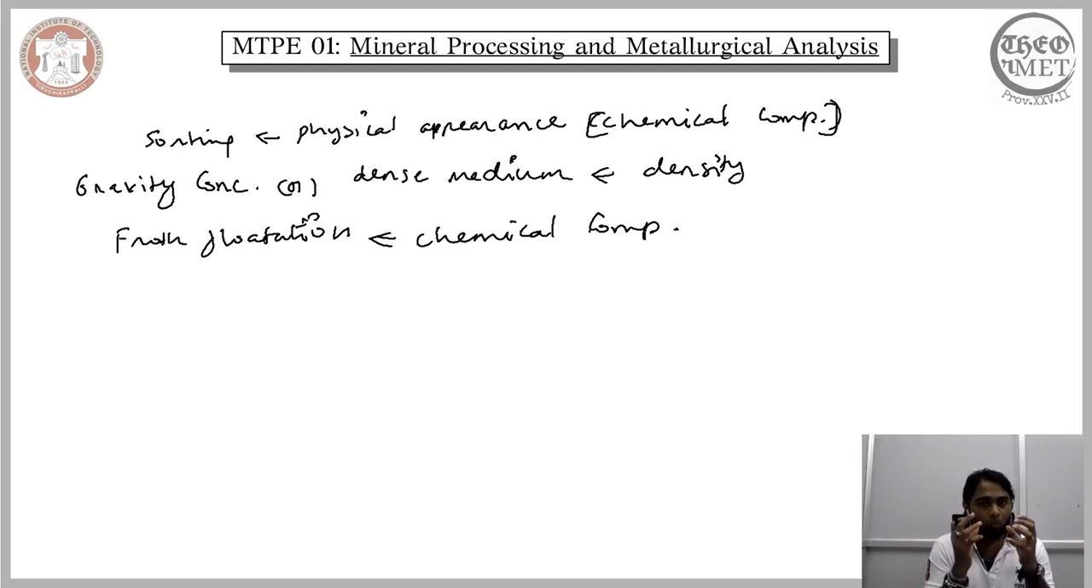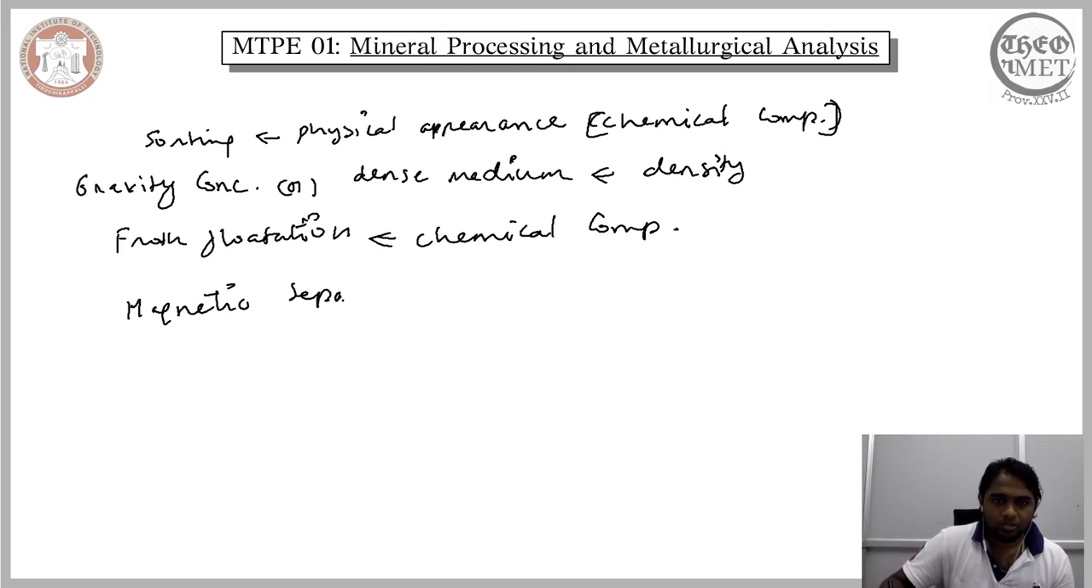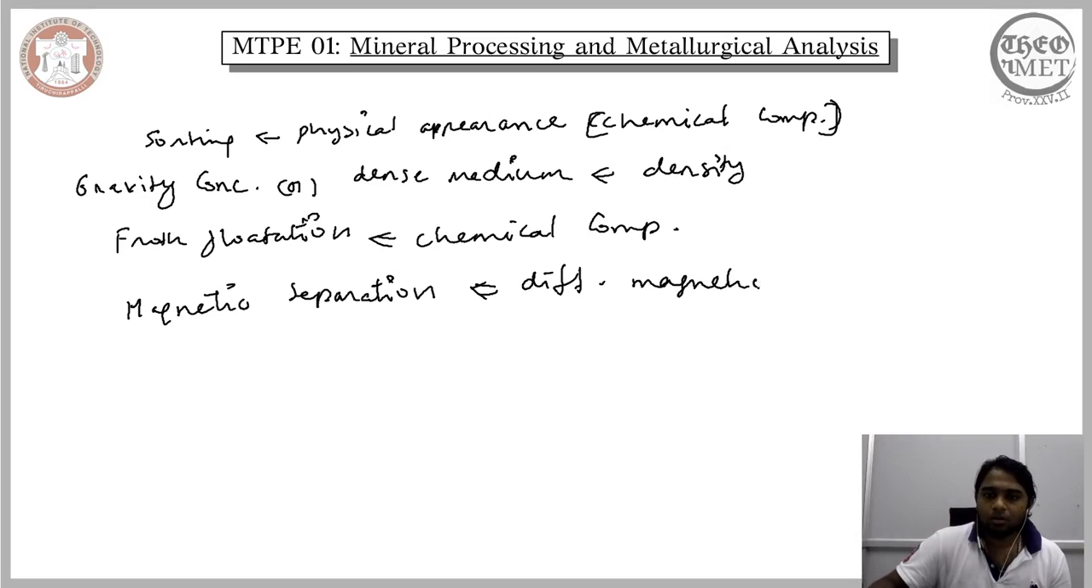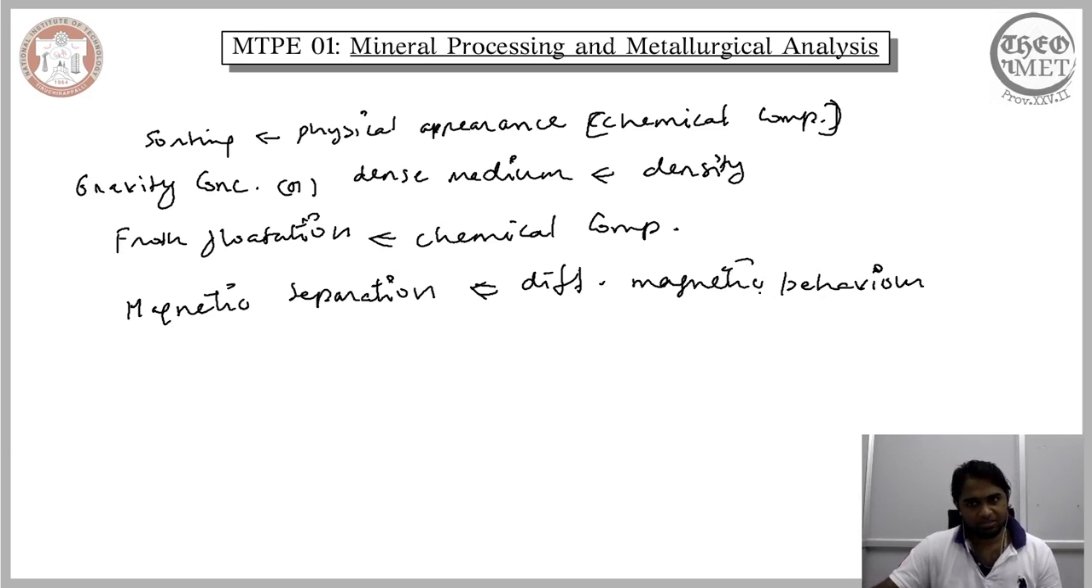One other technique that is used in the process of concentration is magnetic separation. So as the name indicates, this particular technique uses the difference in the magnetic behavior of the minerals and the rest of the particles to separate the concentrate from the rest.